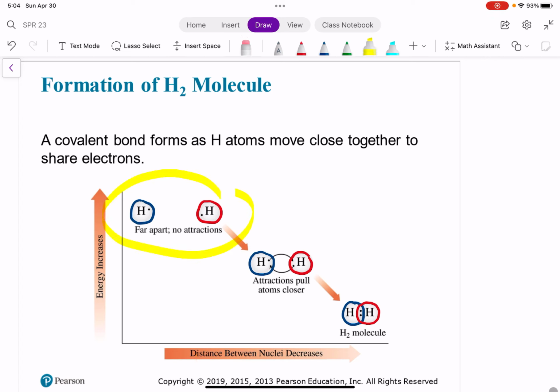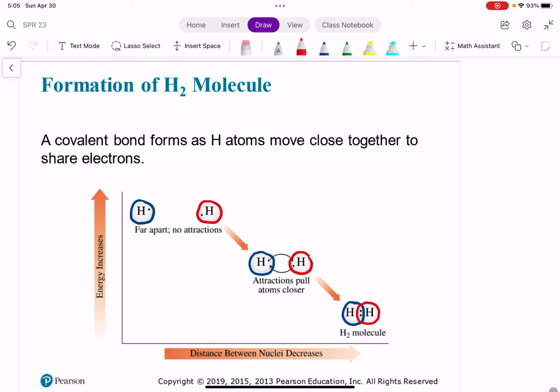Okay, so looking up here at the top left, we've got two hydrogen atoms that are far apart, right? The distance between the nuclei is very far. And so they're far apart and there are no attractions. They're not close enough to have attractions, right? But as they move closer together, as the distance between the nuclei decreases, we now have some attractions that are pulling those atoms closer. Why? Well, each of those hydrogens really wants to share electrons because they want to be like the noble gas helium. They want to have that full valence shell.